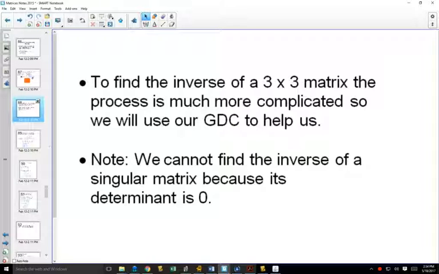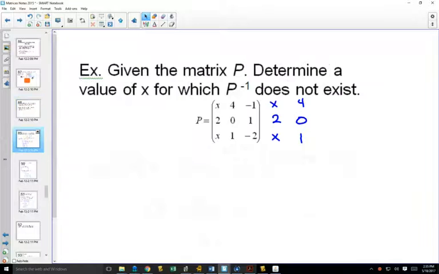So I don't know if anybody looked up the process yet online for figuring out the inverse of a 3 by 3. I think you get to use the transpose and everything. But we're not going to do that. All we're going to do is use our calculator. So put this one in. Well, you can't put this into your calculator. For this one, I want you to first figure out a value of x so the inverse doesn't exist.